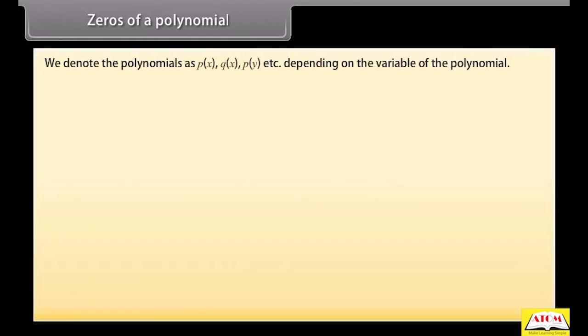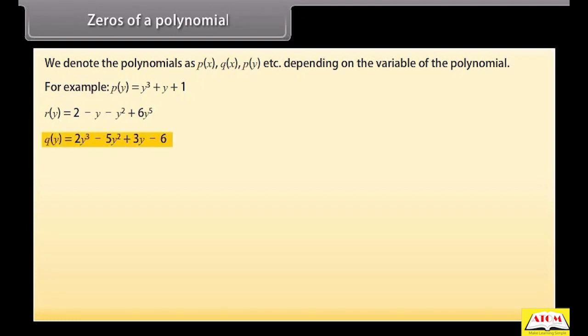Zeros of polynomial. We denote the polynomials as p(x), q(x), p(y), etc., depending on the variable of the polynomial. For example, p(y) is equal to y cubed plus y plus 1. r(y) is equal to 2 minus y squared plus 6y raised to the power 5. Look at this polynomial now.